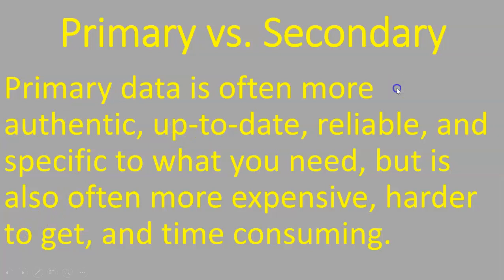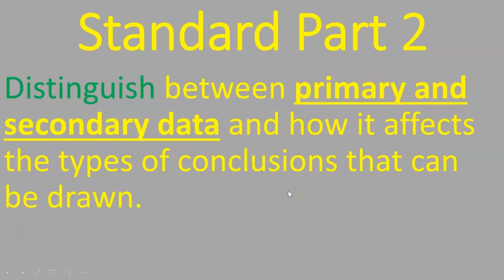Okay, so the second part of that standard says this: distinguish between primary and secondary data and how it affects the types of conclusions that can be drawn. So primary you get yourself, secondary you get externally, and the types of conclusions, well, again, you have to be aware that primary data can be more up-to-date, more authentic, more reliable, but also could be more time-consuming and more expensive. So for what you're trying to figure out, is it worth it to get the primary data?